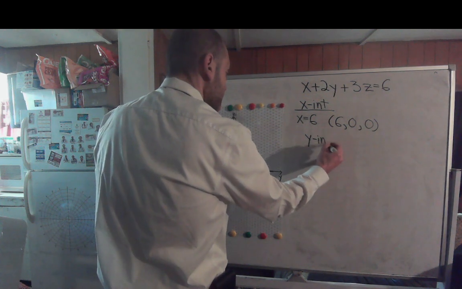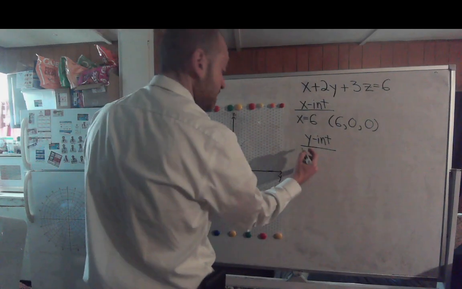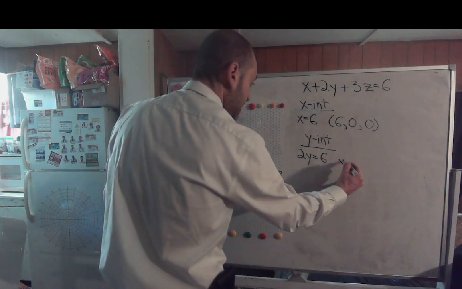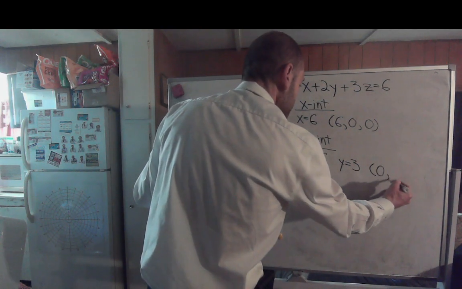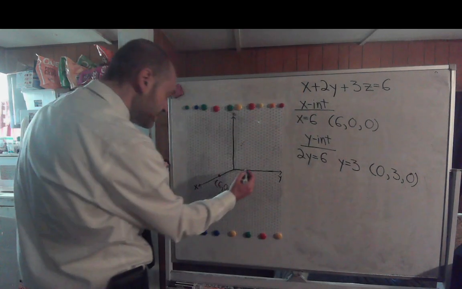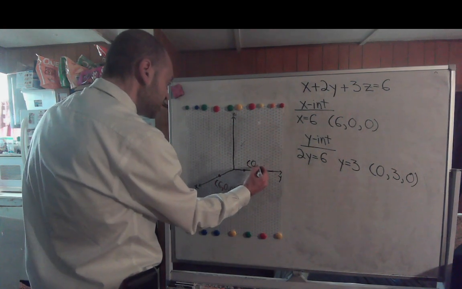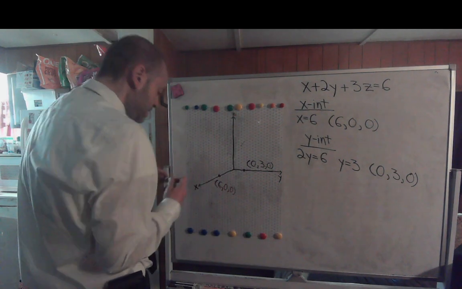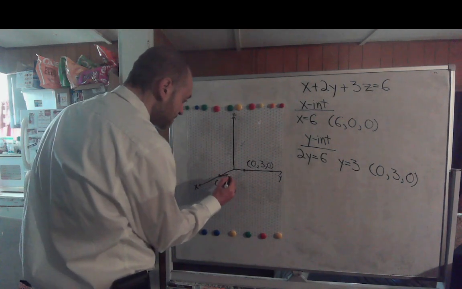And of course, now we can find the y-intercept. The y-intercept can be found by setting x and z equal to 0. If you do that, you would get 2y equals 6, which would give you y equals 3. So your y-intercept will be at the point 0, 3, 0. So let's find that. That's about right here. So there is 0, 3, 0. In fact, I'm going to go ahead and start connecting these points.